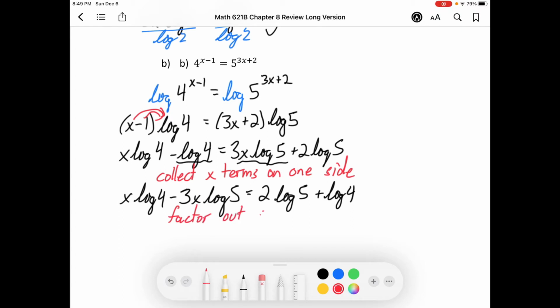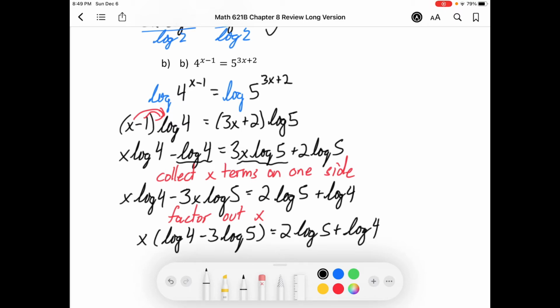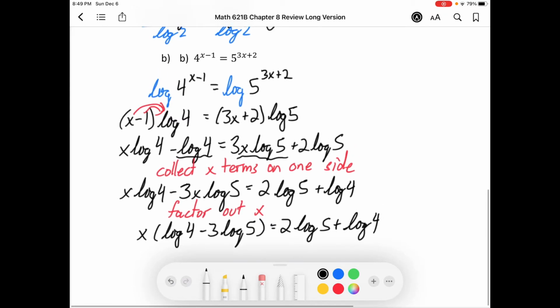And here's the trick. You're going to factor out x. X is a common factor on the left side, so if we take x out of each of these terms, we're left with log 4 and 3 log 5. Equals 2 log 5 plus log 4. All right, at this point, we're just going to divide. So I'll divide this whole thing by log 4 minus 3 log 5.